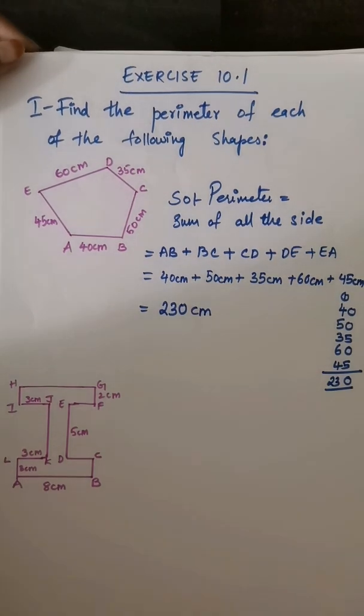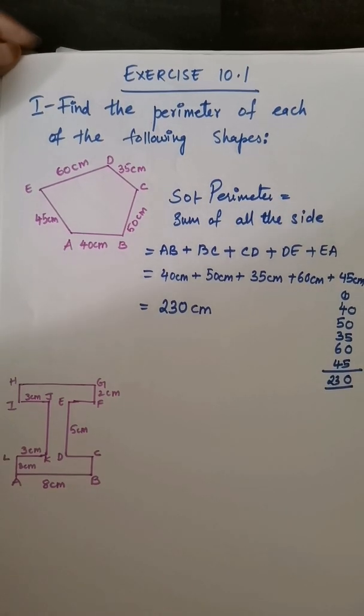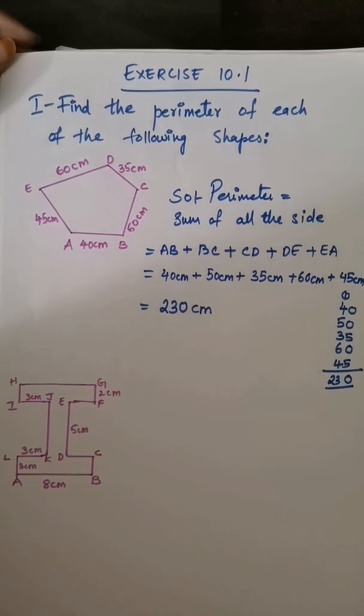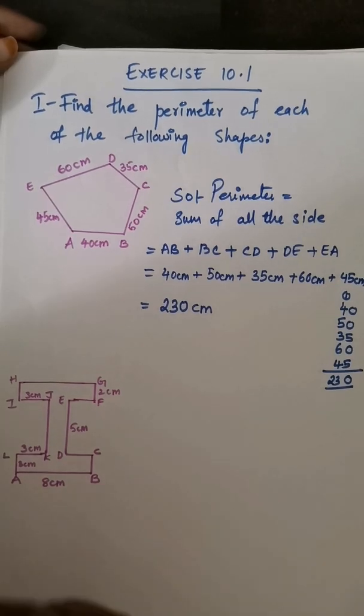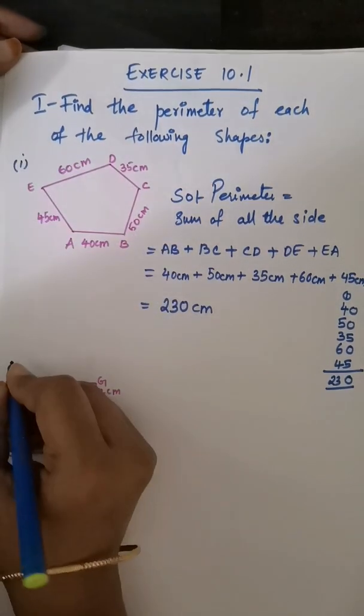Okay. So what have we done here? We have just added all the sides to find the perimeter. Perimeter is equal to the sum of all sides, and we have added up all the sides. Okay, now let's try the second one.